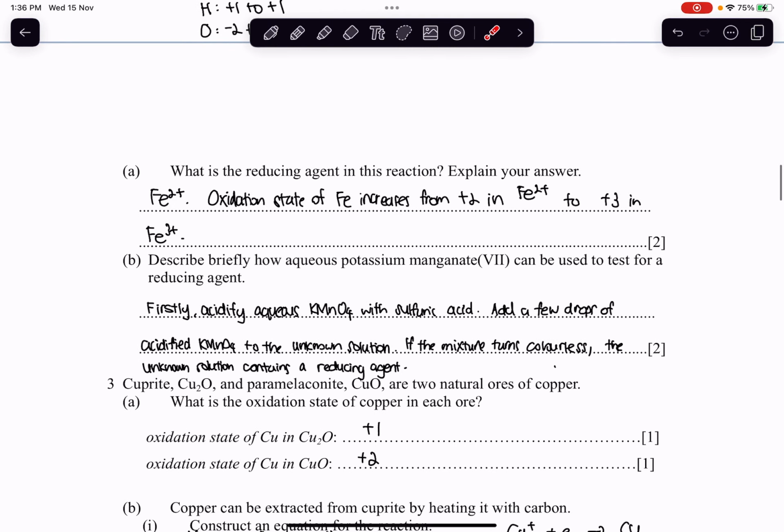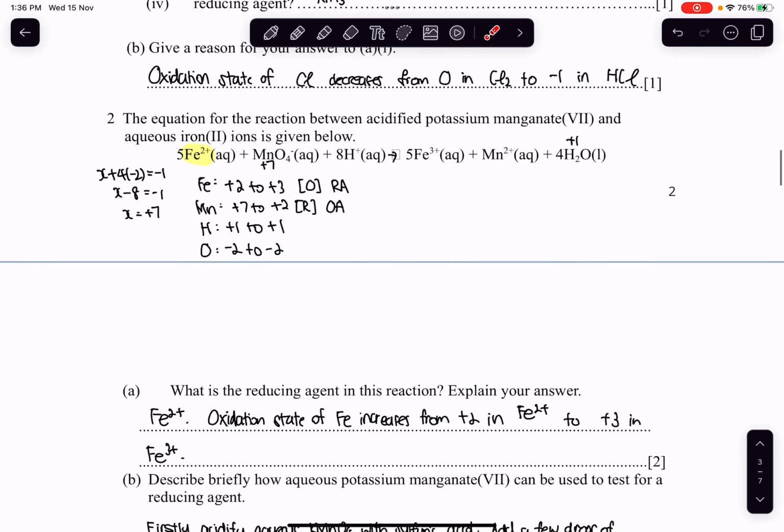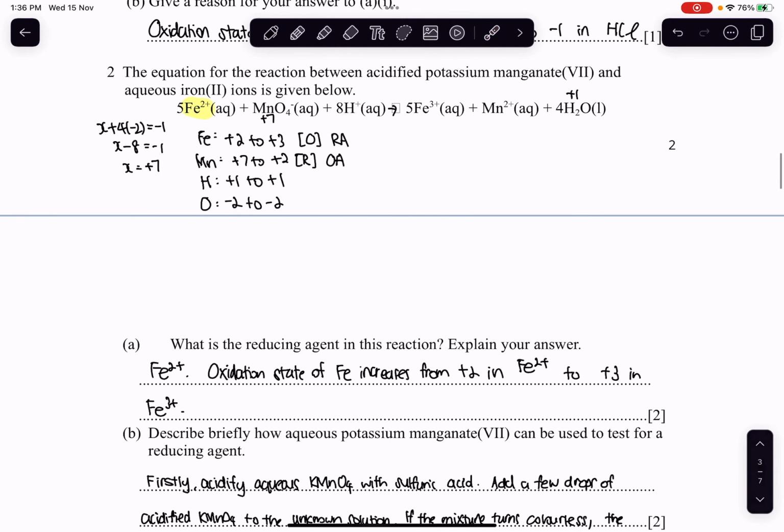For part B, briefly describe how aqueous potassium manganate can be used to test for reducing agent. This one is just the test for RA using KMnO4. So first you have to acidify it with sulfuric acid. Why need to acidify? If you do not acidify, there will not be any H plus ions from the acid. There is no H plus to allow this reaction to take place because you need the electrons. There needs to be electron transfer. Without the sulfuric acid to provide H plus, this reaction cannot happen.